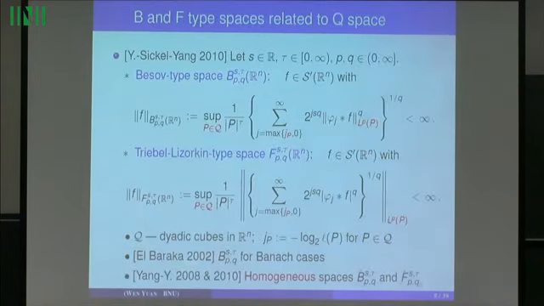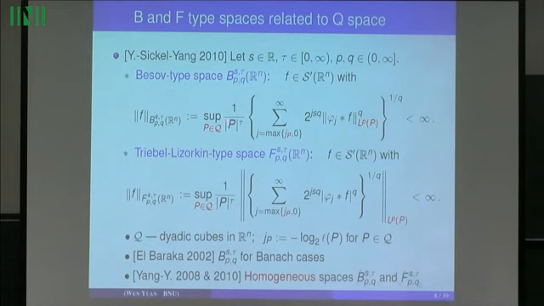Besides these Besov-Morrey type spaces, there are another two kinds of generalized Besov and Triebel-Lizorkin spaces we call tau spaces. These spaces are related to another function space, the Q space, which I will introduce later. So we can see their definition. The Besov-tau space B^{s,tau}_{p,q} has a new parameter tau here. It is defined in this way.